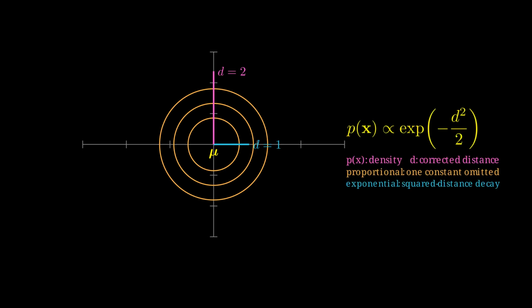The exact equation is shown on screen as optional notation. The spoken idea is simple. Farther corrected distance means lower density, with squared distance controlling how quickly it falls. The equation compresses the geometry we have already built. It is not a new mechanism.